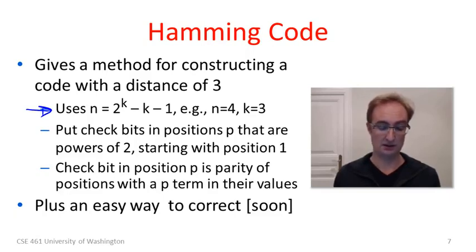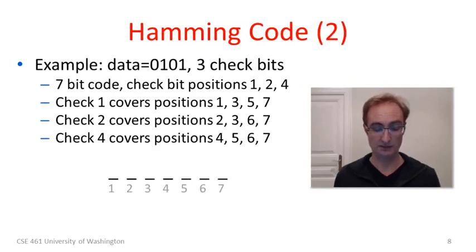The check bit in position p is then a parity sum over all of the positions which have a p term in their binary values when you write them out. Okay, that's all a big mouthful. Let's work through an example to see how it goes.